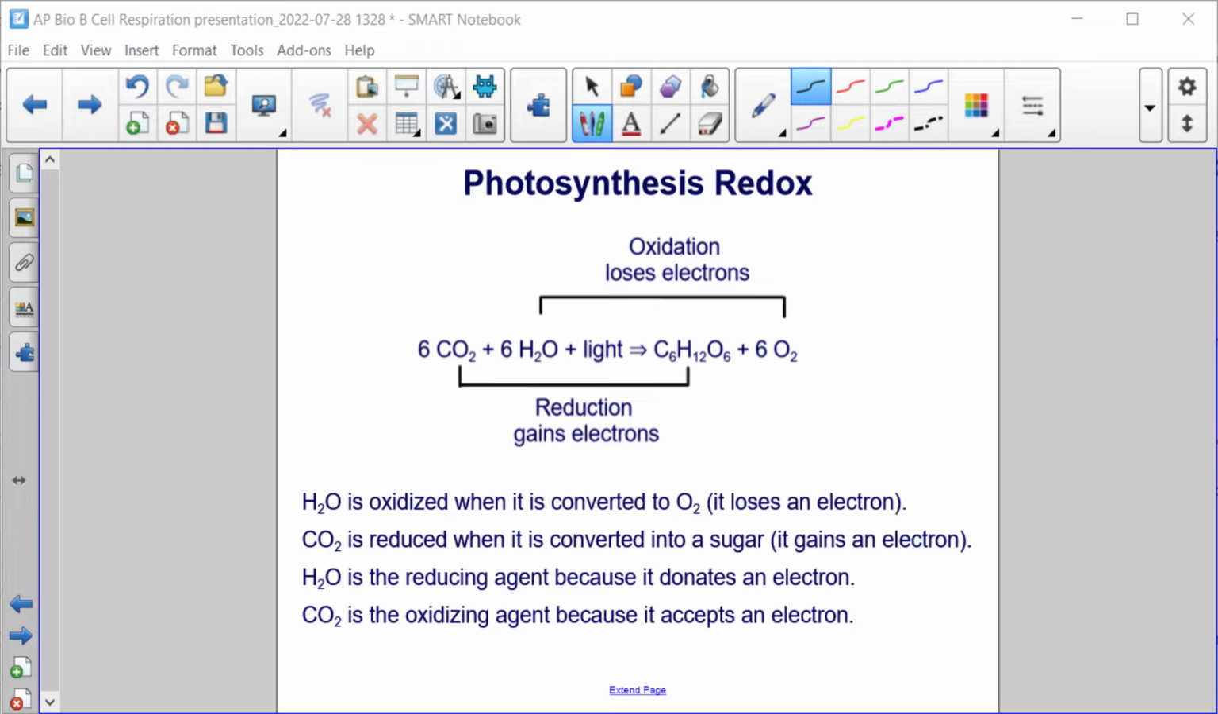Water is oxidized when it is converted to O2. It loses an electron. Carbon dioxide is reduced when it is converted into a sugar. It gains electrons. Water is the reducing agent because it donates an electron, and carbon dioxide is the oxidizing agent because it accepts an electron.